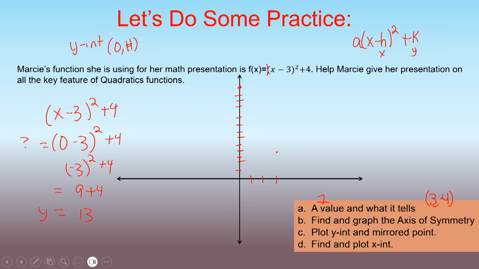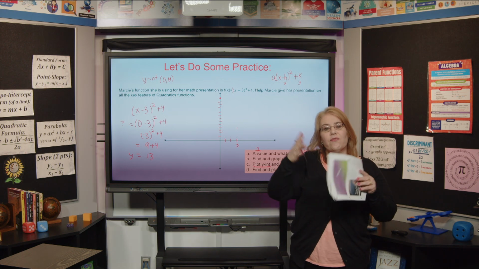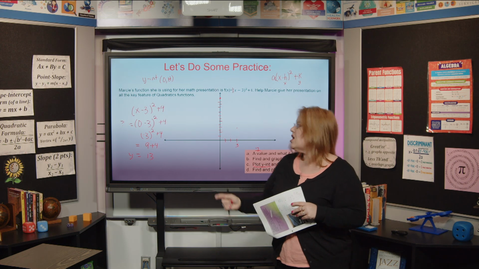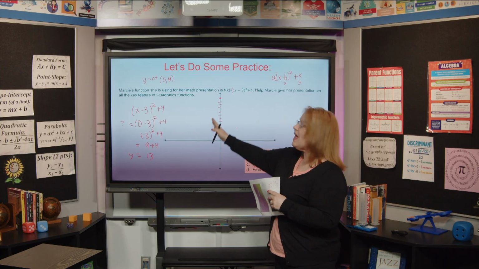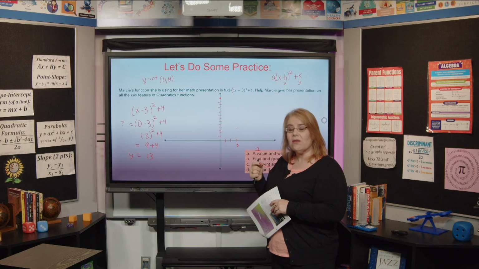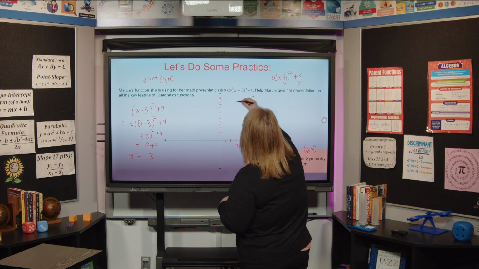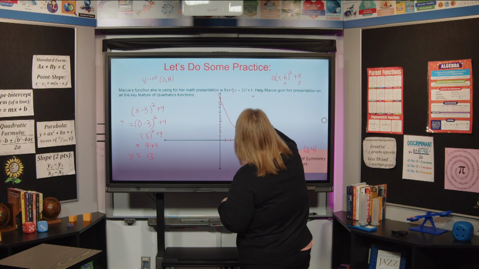There it is. Now, I want us to pay attention to this. It says plot the y-intercept, and it also says the mirroring points. The mirroring point would be the same y value, and the same amount of distance from my vertex, from one side to the other. So if from my vertex I go to the left 3 to find my y-intercept, how many will I go to the right to get that mirroring point of that y-intercept? 3. So I'm going to have 4, 5, 6, and go up to my 13. And this is what my parabola is going to look like.